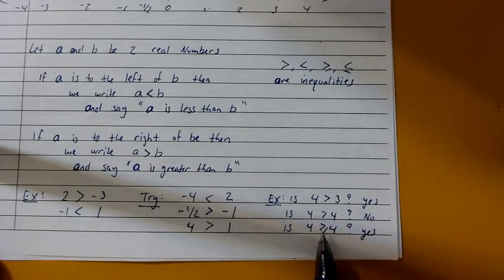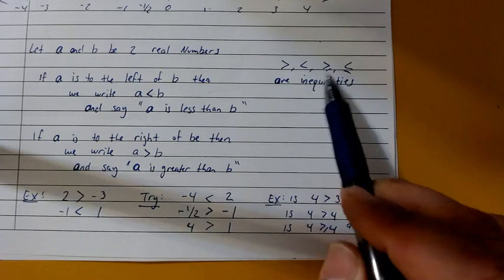Because here, this is a two-part question. First, it asks, is 4 greater than 4? Oh, no, it's not. Oh, but the second question is, is 4 equal to 4? Yes, it is. Well, in that case, at least one of them was fine. So then, yes, that is true. 4 is greater than or equal to 4. It's not greater than, but it is equal.